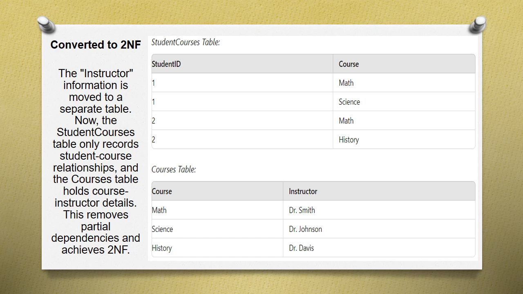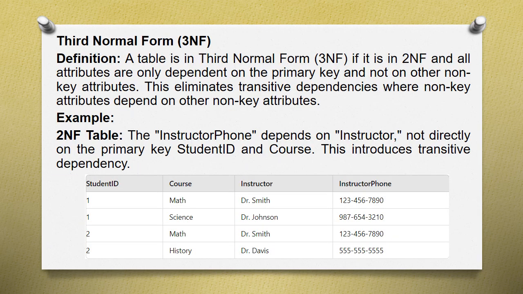Every non-key attribute is now fully functionally dependent on the primary key, right? So yes, this is in second normal form. I hope it is clear. Now the third normal form.